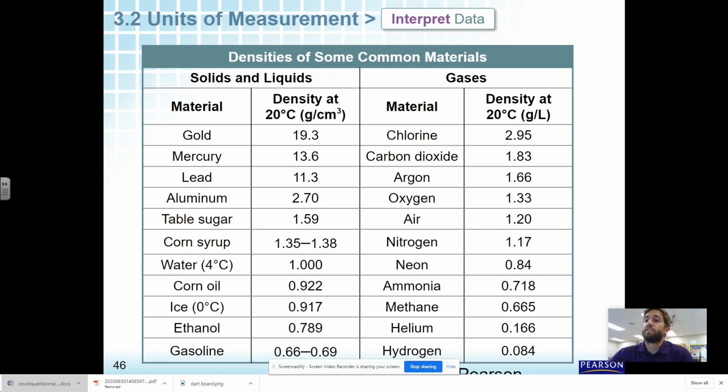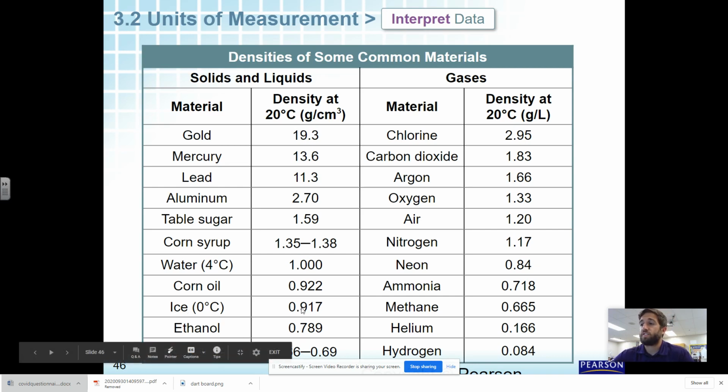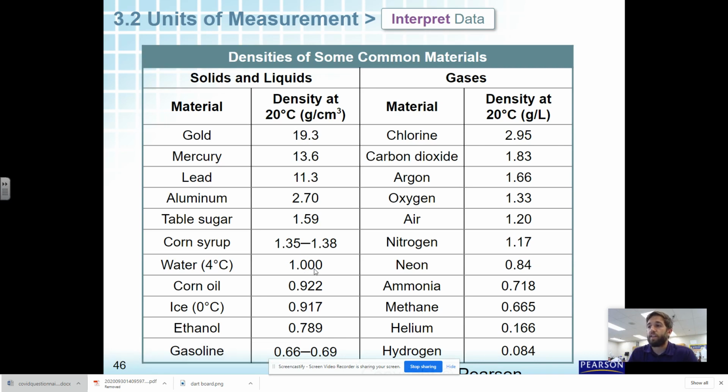So something neat to see is that ice has a density of 0.917, whereas water's density is 1, and we can infer that because when you put ice in water, it floats. And generally, when you put a solid in a liquid, you're going to think it sinks, but that's not always the case.